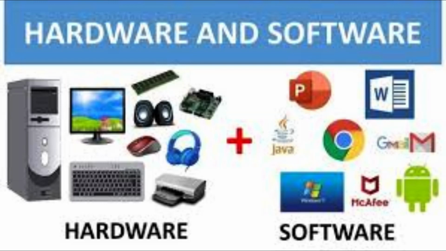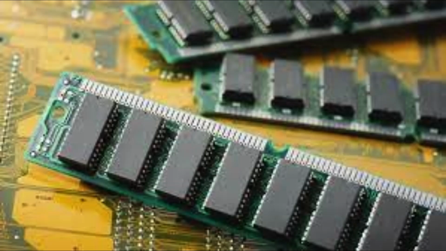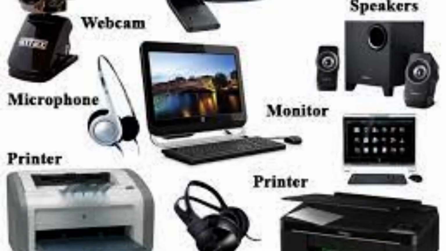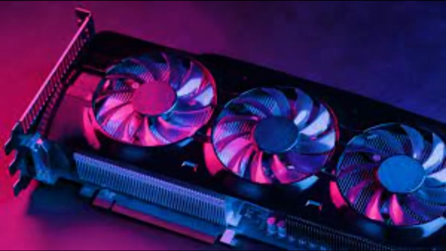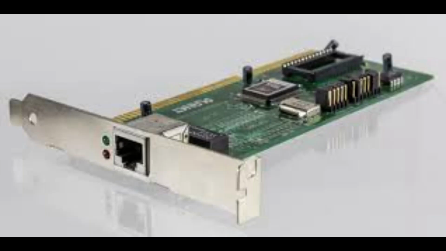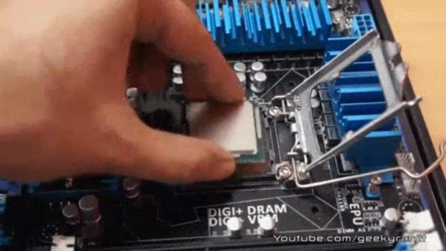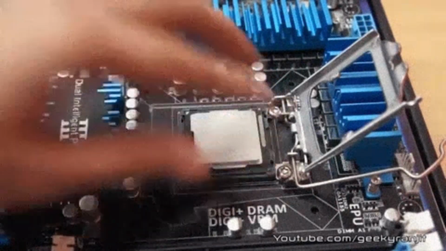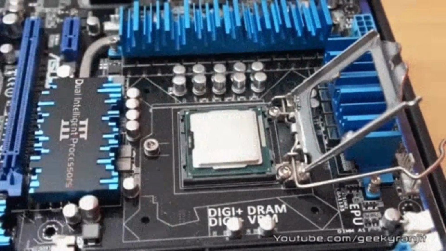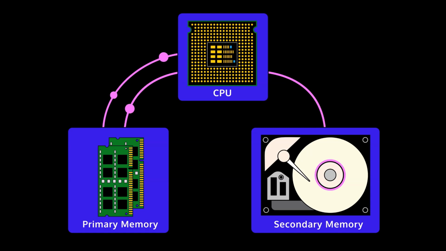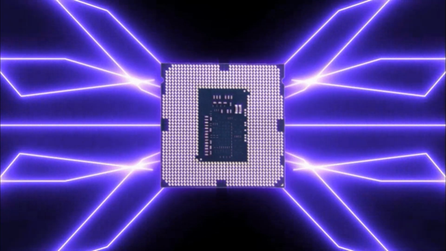Hardware includes components such as CPU, RAM, storage devices, input devices, output devices, and various other peripherals like graphics card, sound card, network card, and so on. Hardware is essential for the operations and functionality of a computer or electronic device. The CPU, often referred to as the brain of a computer, performs the actual processing of data and instructions. Memory allows the computer to store and access data quickly, while storage devices provide long-term data storage.